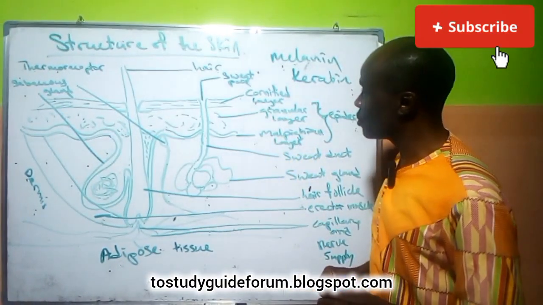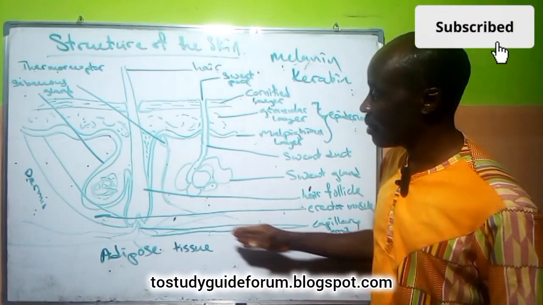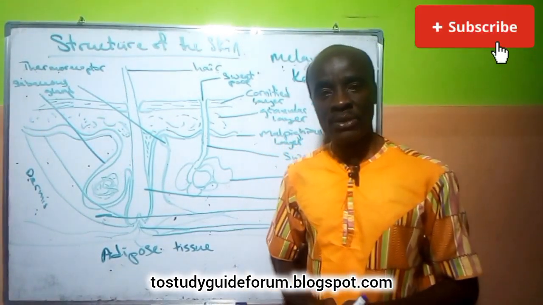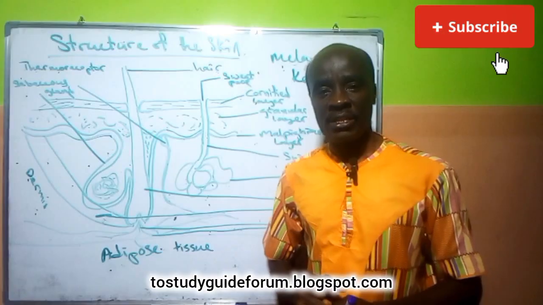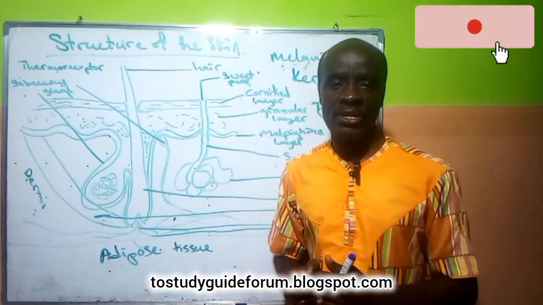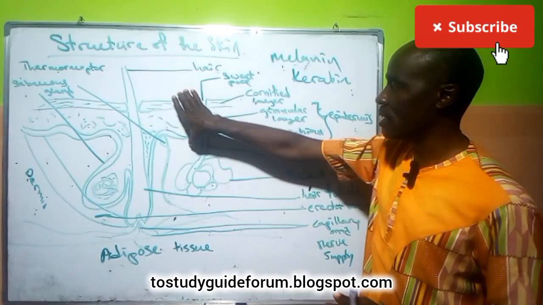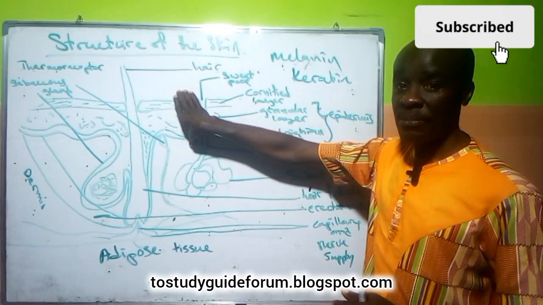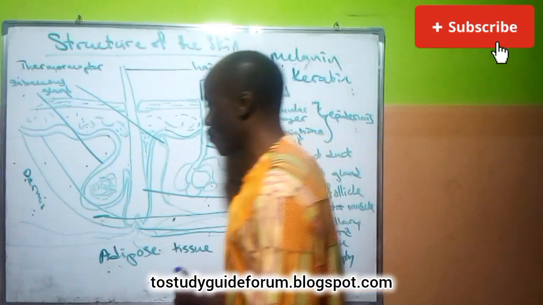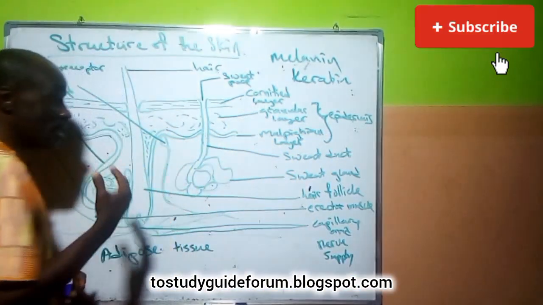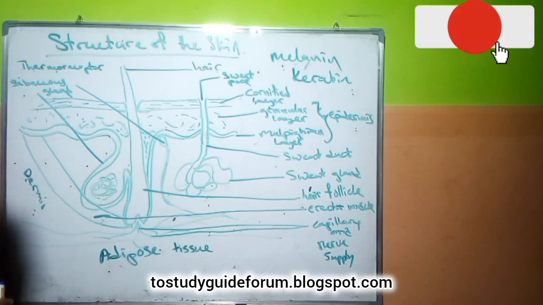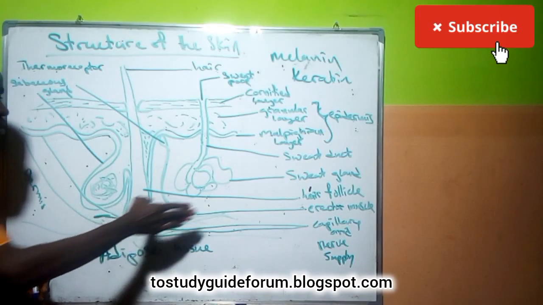So the next thing we're going to talk about is the dermis. The dermis is the inner part of the skin. Like I told you earlier, the skin is divided into two layers: the epidermis and the dermis. Now we're looking at the dermis. The dermis is a layer of connective tissues.